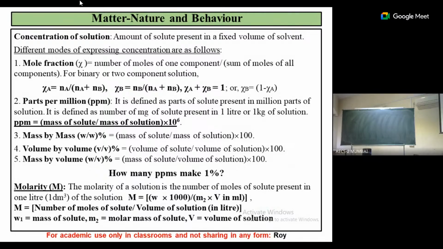So molarity can be defined as follows. Suppose you have W2 grams of solute; the suffix 2 is always for solute and 1 is for solvent. That's the conventional use. You divide the 2 grams of solute by the molar mass of the solute. That gives you the number of moles of solute, present in V ml of solution, so V by 1000 makes it liters. So in 1 liter, how many moles of solute are present? That is molarity. Okay.